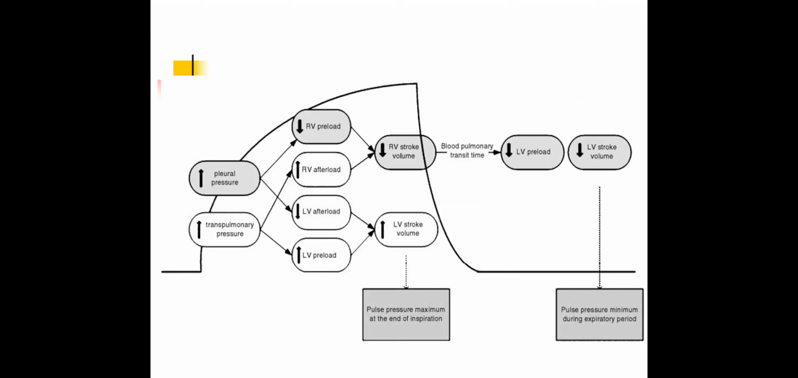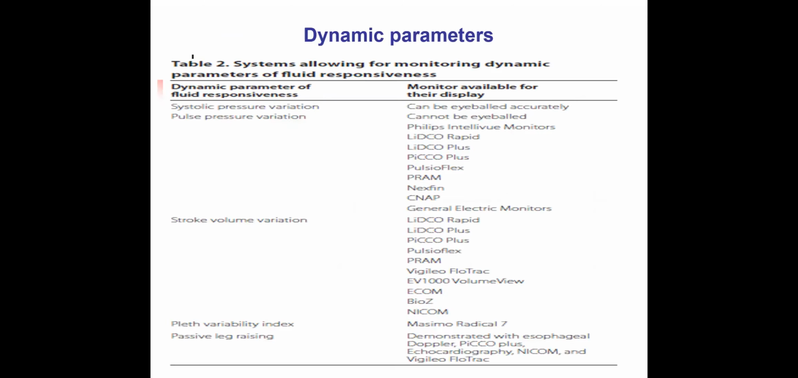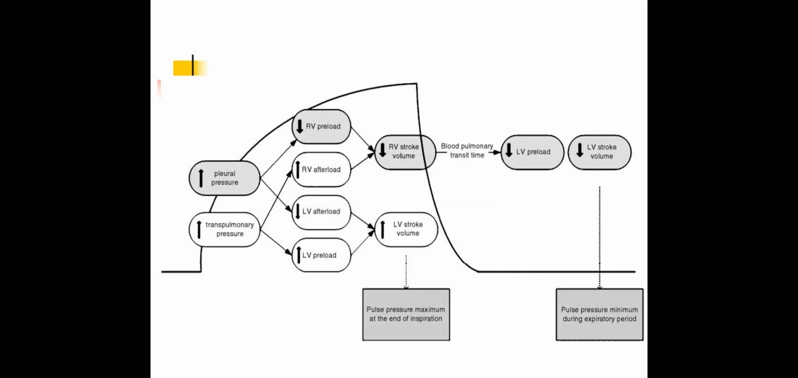So this is a flow diagram, a chart, plotted against the background of the mechanical ventilatory cycle. See, this is the inspiratory phase and the expiratory phase. Here we can see in the inspiratory phase the increase in intrapulmonary pressure, increase in transpulmonary pressure, and increase in pleural pressure. The increase in pleural pressure leads to decrease in the RV preload and decrease in LV afterload.